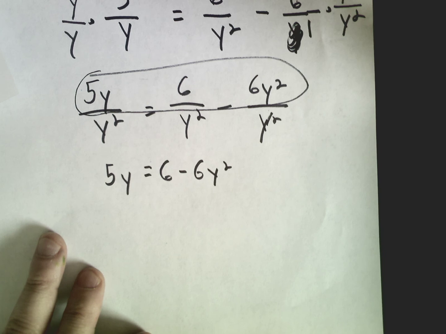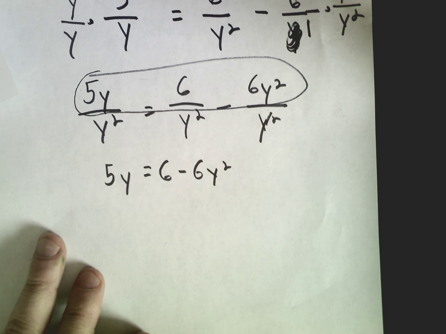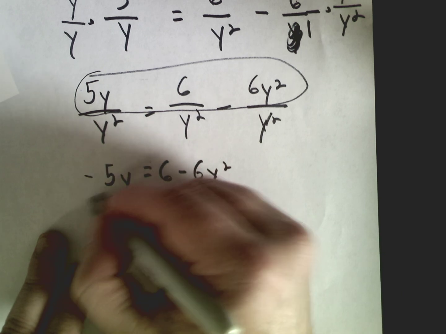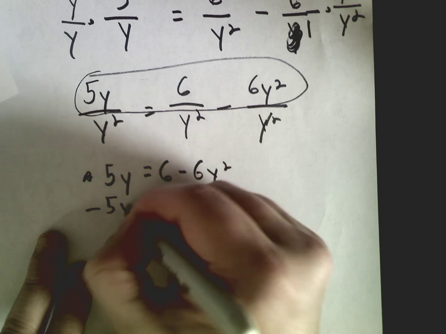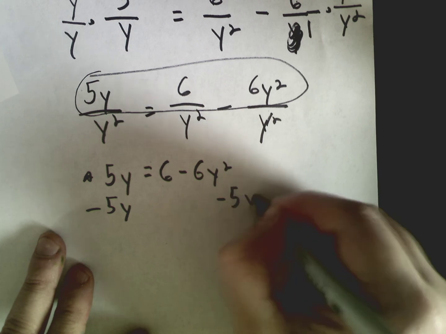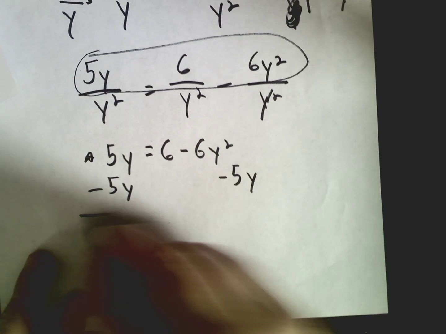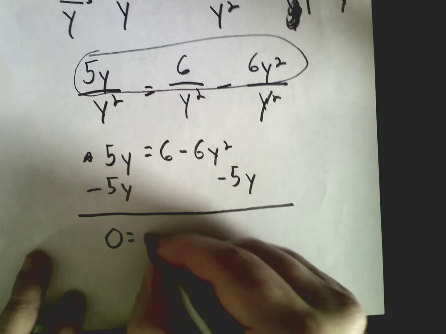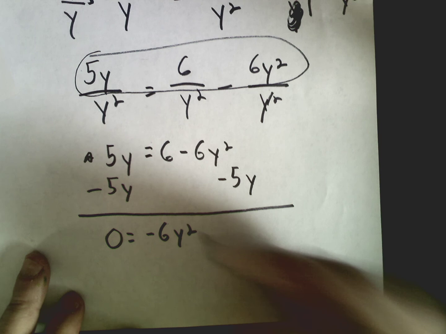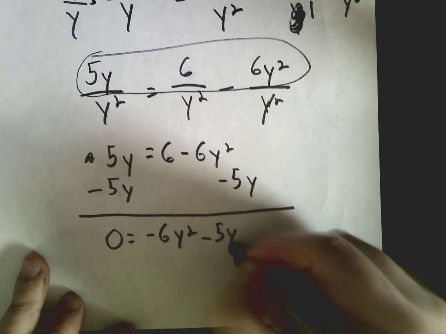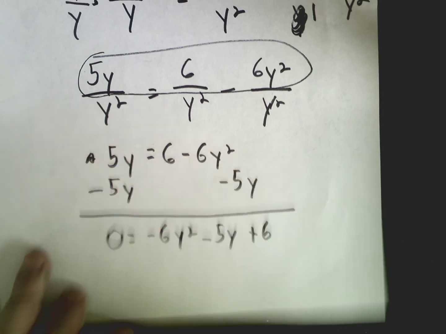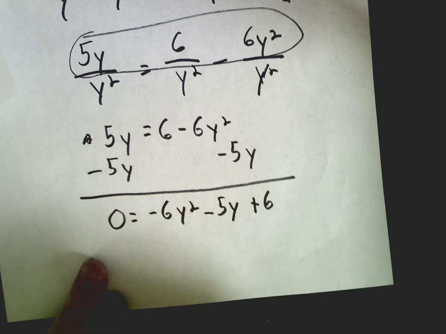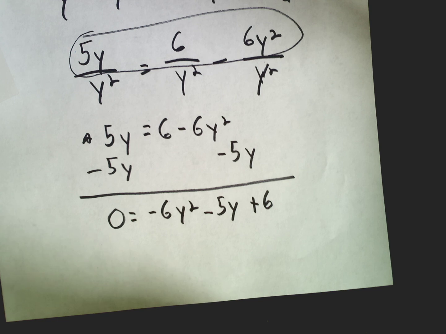Well, we know how to solve this. I don't know if you see it right away. But if I make it equal to 0 by subtracting 5y from both sides, and I rearrange the numbers. Remember, standard form, 0 equals negative 6y squared minus 5y plus 6. I rearrange them with the biggest exponent first, then the next one, and the one with no exponent. That's a quadratic.